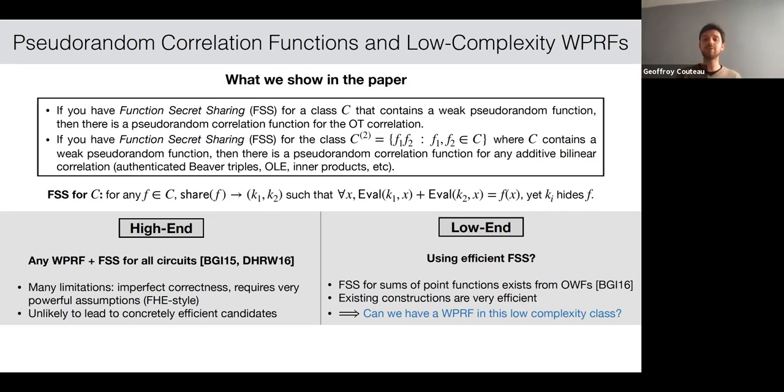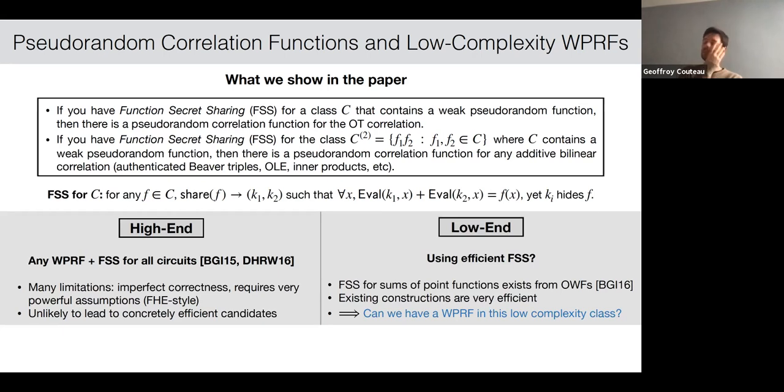Especially, you can think of the functions captured by this function secret sharing scheme as being the sum of point functions, where a point function is 0 everywhere, except at a single position where it takes a specific value. So we can build function secret sharing from one-way functions for the class of sums of point functions, and it's extremely efficient. Does this class contain a weak pseudorandom function?